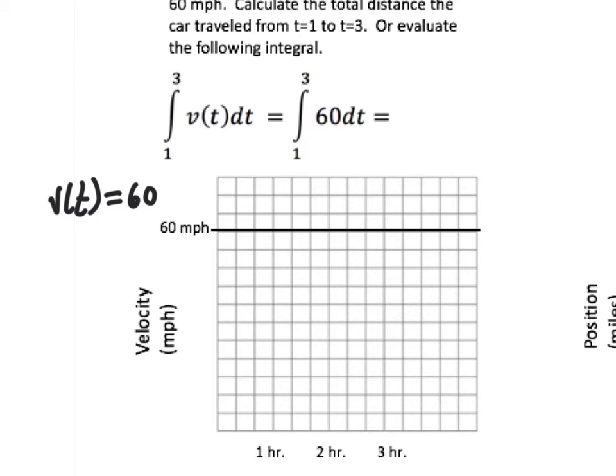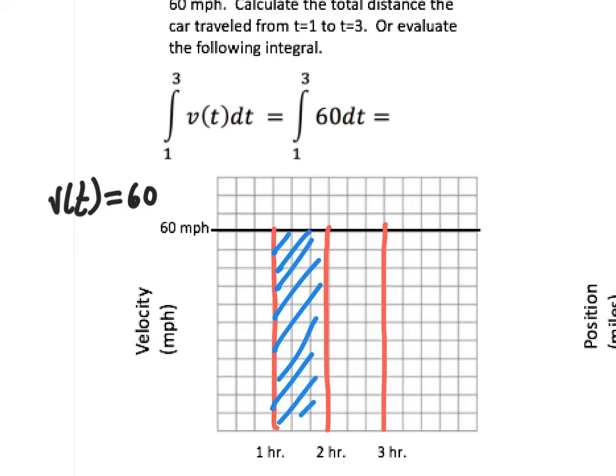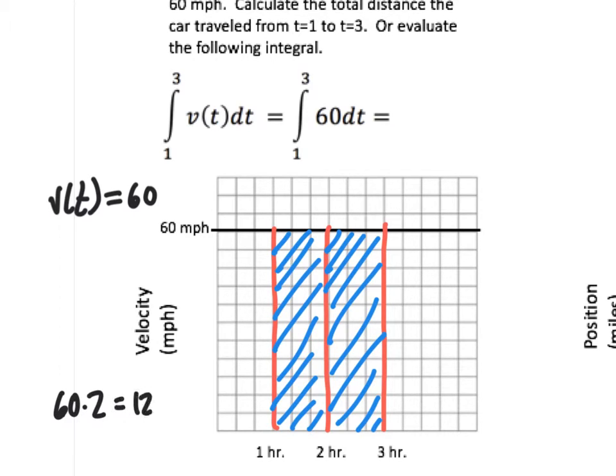Now, if we wanted to calculate the area under the curve between 1 and 3, okay, so what I know here is that all of these areas, this area, 1 hour times 60 gives me an area of 60, and then I add another 60 miles to this. So we know that the area under the curve, using geometry, is 60 times 2, which gives us 120. So what I know is that the total distance traveled here is 120 miles, okay?